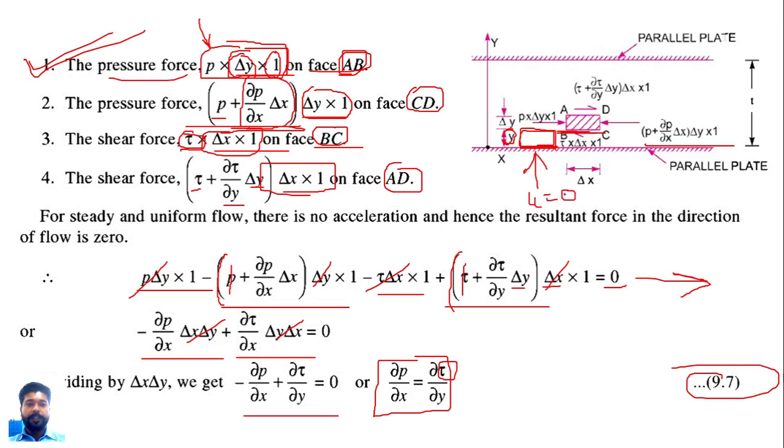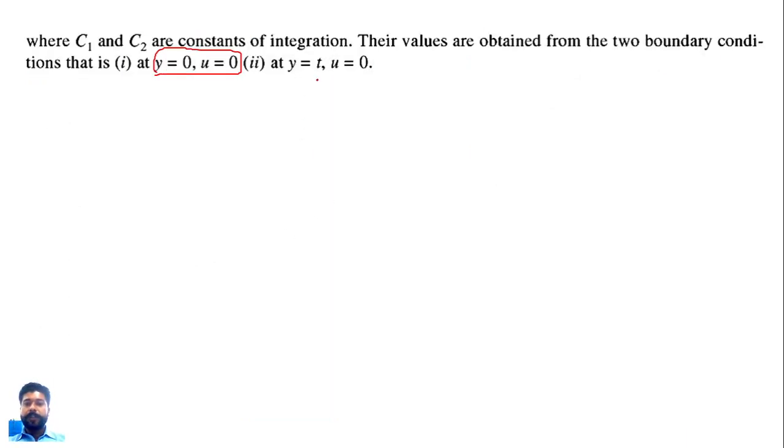Over here y equals 0, at that time your u will be 0, because this plate is in direct friction between this arbitrary plate and the lower fixed plate. So the velocity is again 0. And the other boundary condition is that when y equals t, at that time u equals 0.